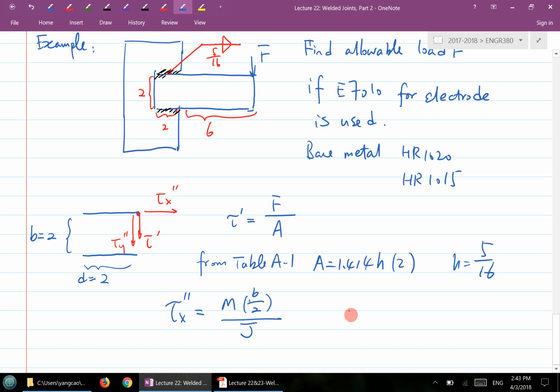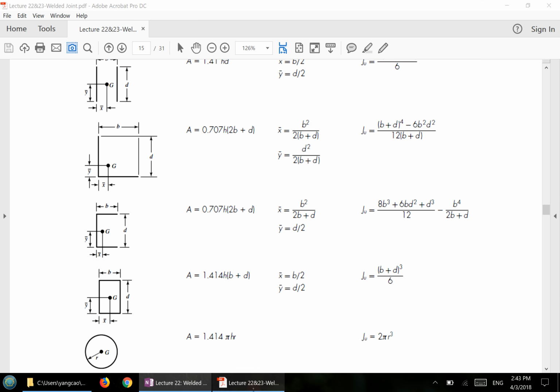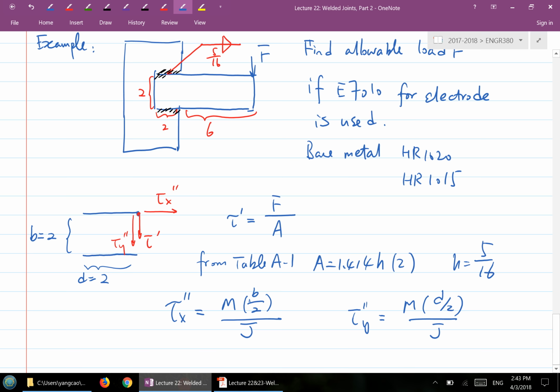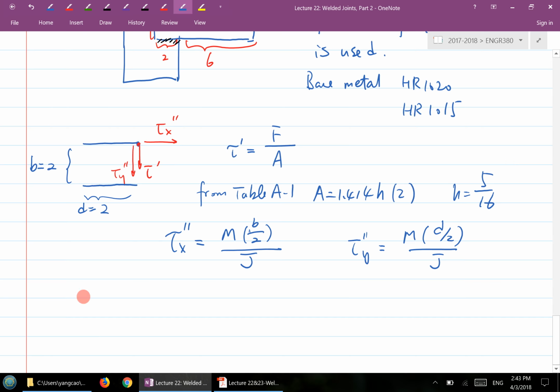And then your tau y double prime should be M times D over 2 over J, right? So you see that's B, that's D, right? I want to make sure of that. Okay. So what about the G value here, right?